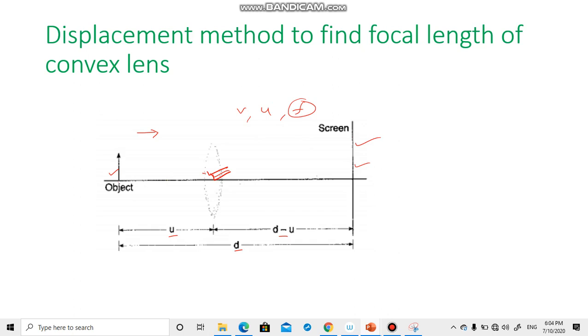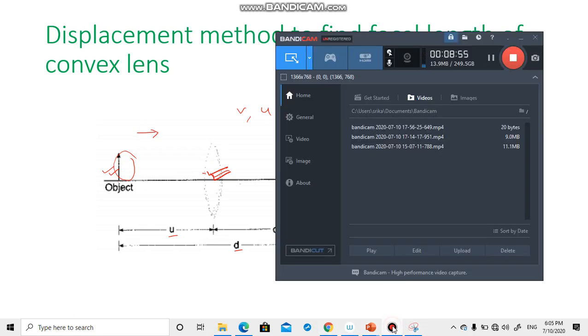So you are physically varying the object position. A minimum 4f distance has to be maintained. Less than that, you get imaginary roots. You vary the distance in such a way that image 1 and image 2 are formed on the screen, and once they are formed, you can find the object height and also the focal length of the convex lens. So this is the displacement method.